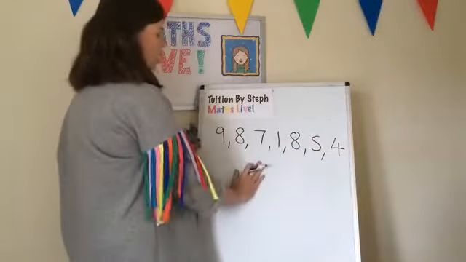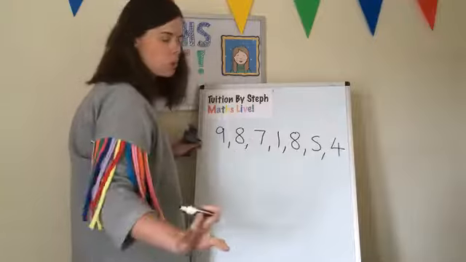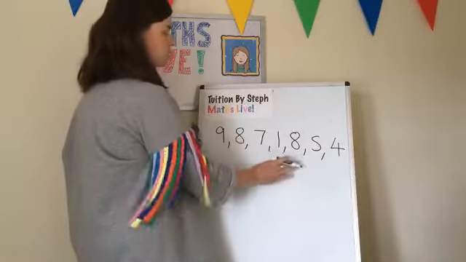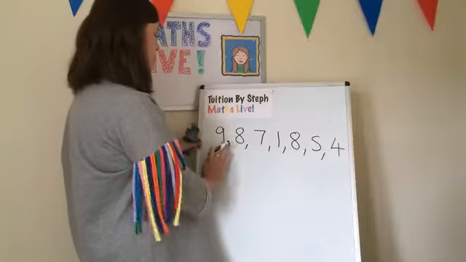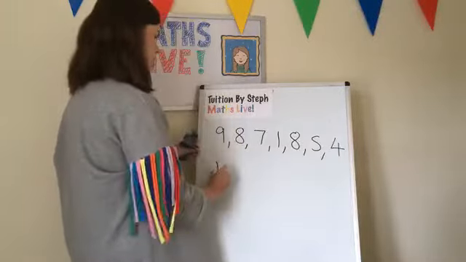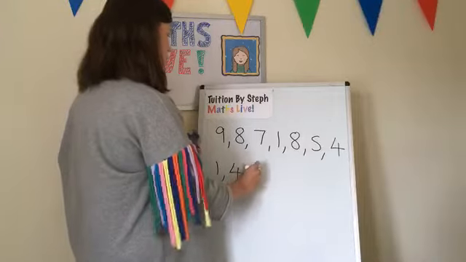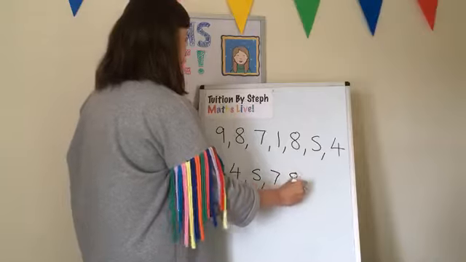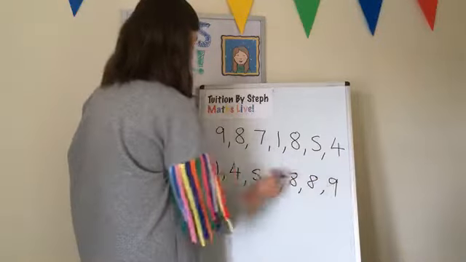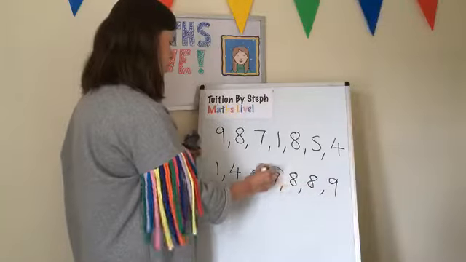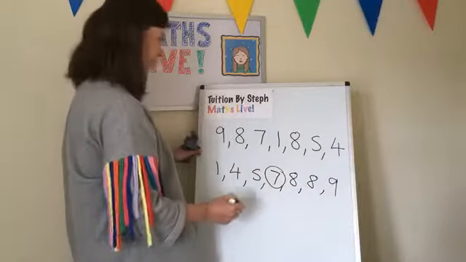Okay, so mode. Mode is the one that occurs the most. 8 occurs the most, so that's the mode. The median's 1, 2, 3, 4, 5, 6, 7. So I'm going to put it in order: 1, 4, 5, 7, 8, 8, 9. So 1, 2, 3, 4, 5, 6, 7. So the median is 7.